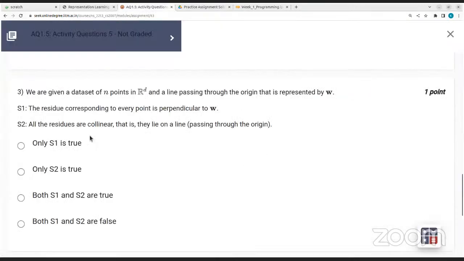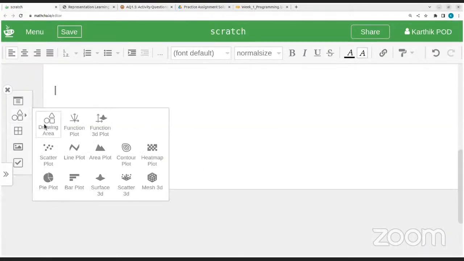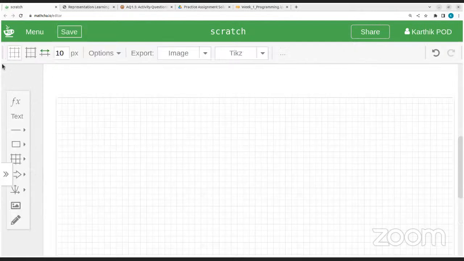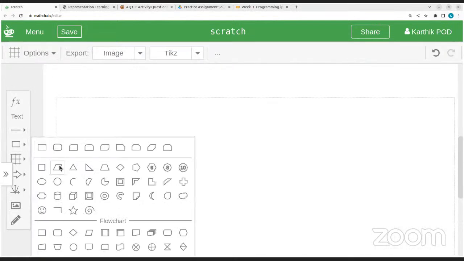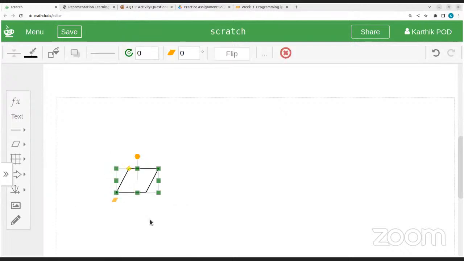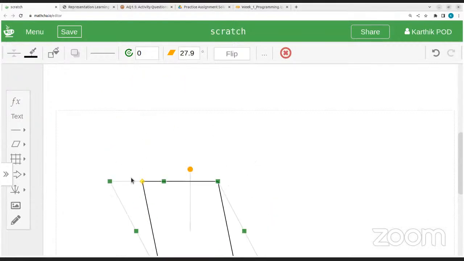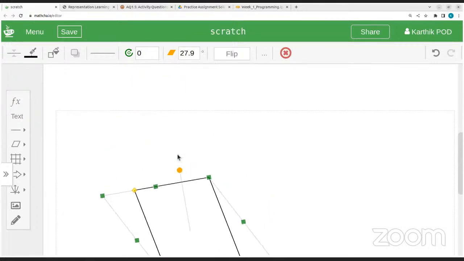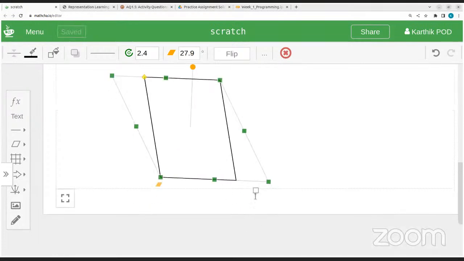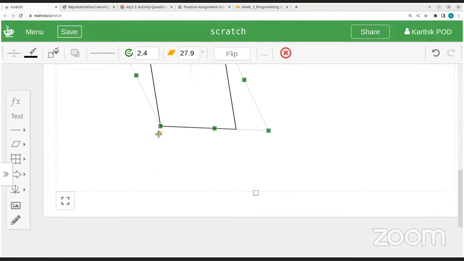Yeah. So for statement 2, let me try to draw this, whatever I can. I need a parallelogram kind of thingy. Let me try to do this.